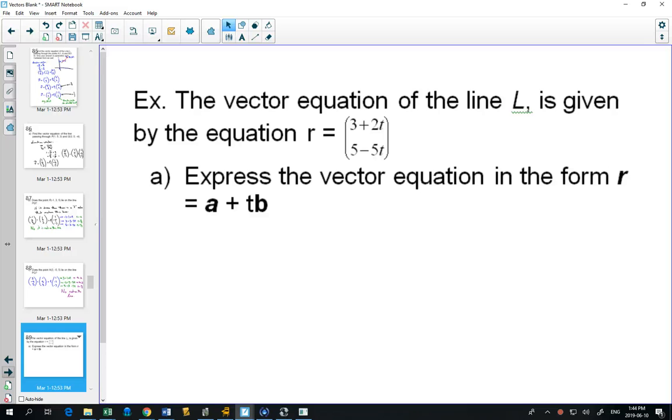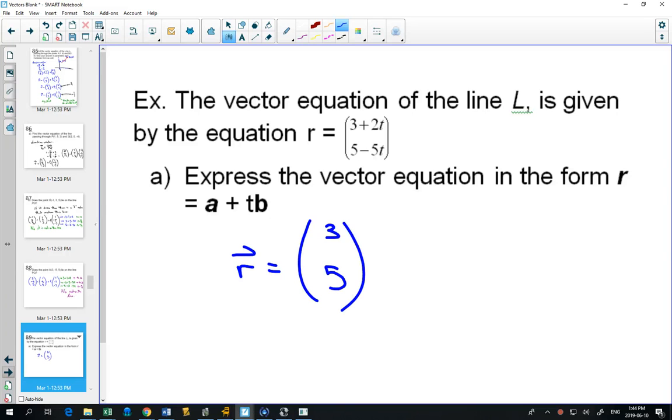So what happens is sometimes we get equations in odd forms. Here they've got it all as one vector. Could you see that you could break up this vector? Sort of like they've got the parametric equations in one vector. So 3 and 5 would be a point, and then plus t, and the t is multiplied by 2 there, and negative 5 there. So if we get a weird form, can we rearrange things or think about it to write it in a form that we do understand?